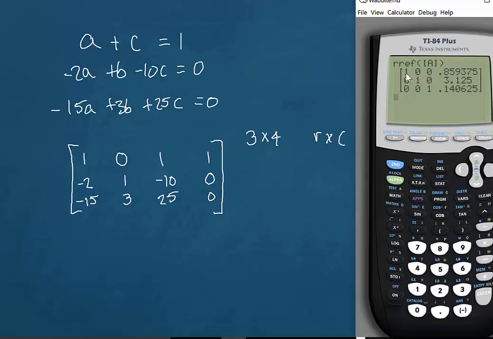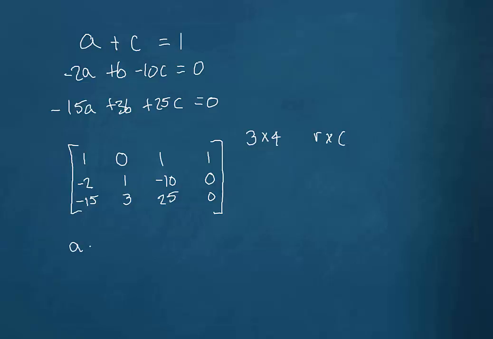And so what we're left with is the first row says that when the coefficient on A is 1, the coefficient on B is 0, and the coefficient on C is 0, then what we have is 0.859375 on the right-hand side of the equation. So in other words, A is equal to 0.859375.